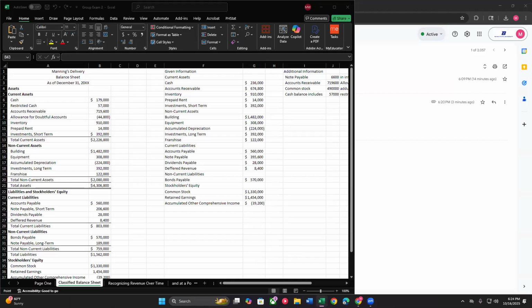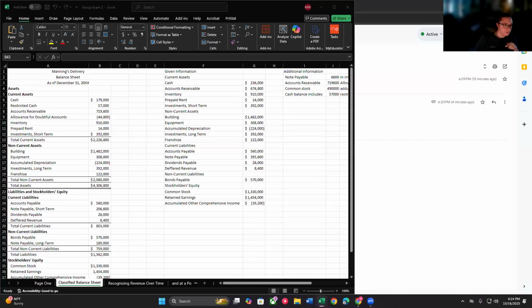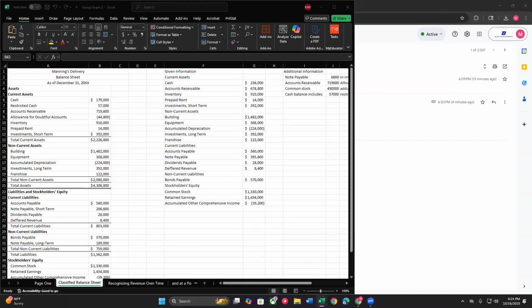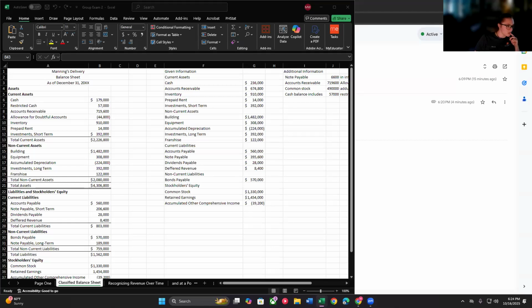Yeah, I have everything matching for the assets, for the total. And we all have 2,080,000 for non-current assets. I think that's where mine is different. Okay. Do you see what account's different than what you have? That's what I'm checking.